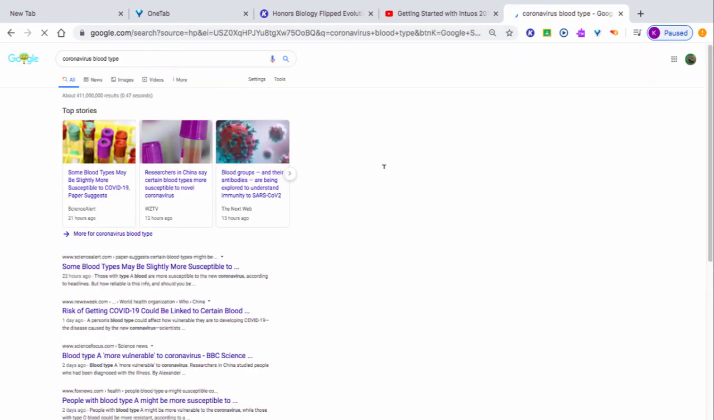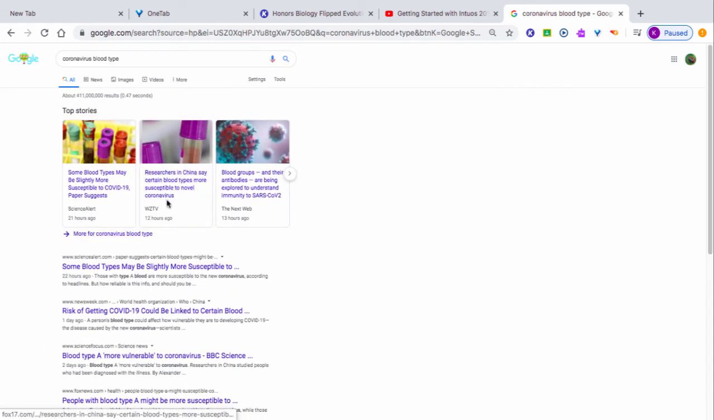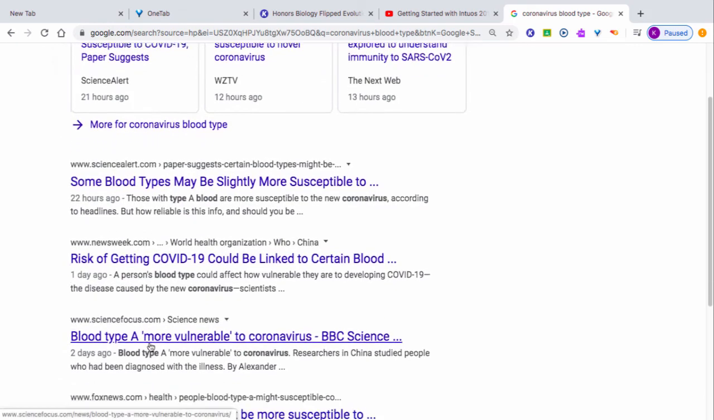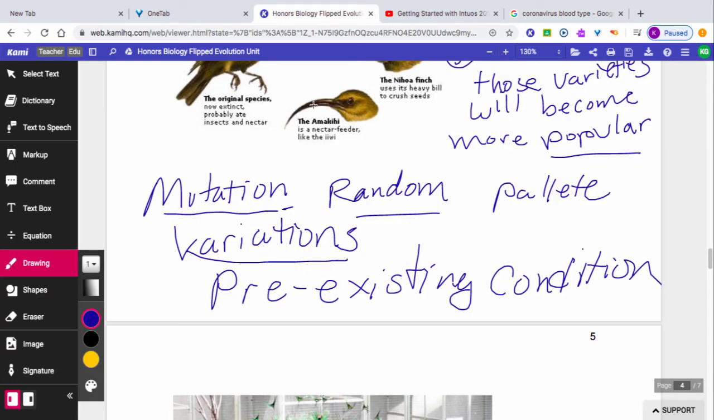All right. So there's some research coming out of China, I guess, that shows that blood type A is more vulnerable to coronavirus, and blood type O is less vulnerable. And people have really latched onto that. And again, that's just one study, but they looked at basically like 200 people.